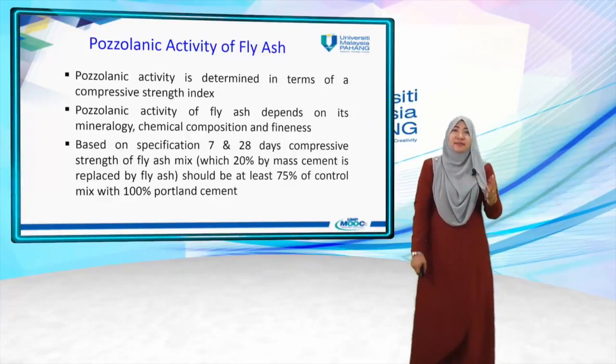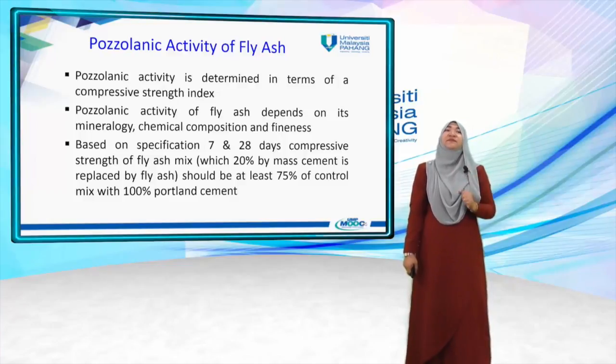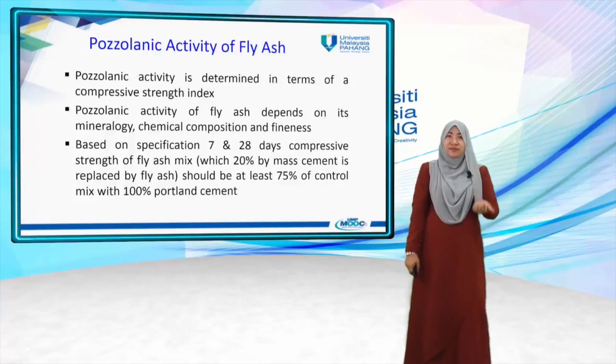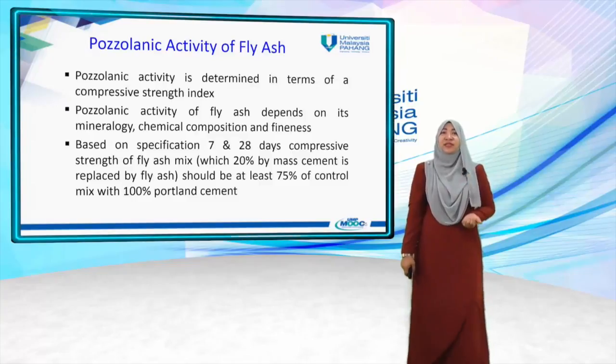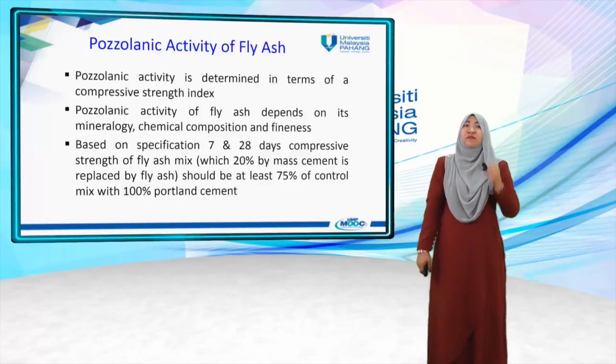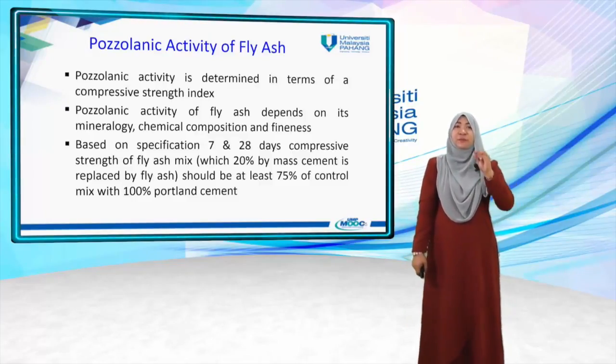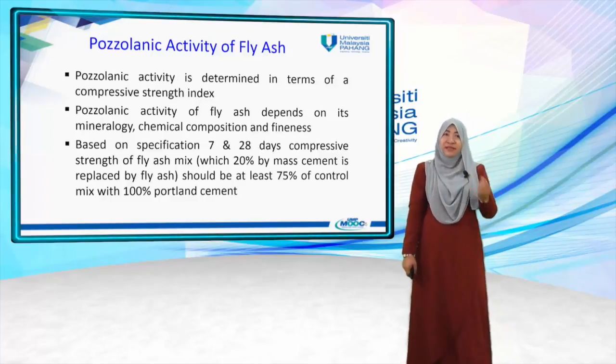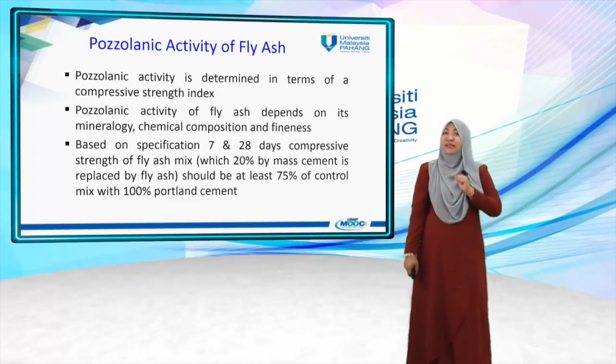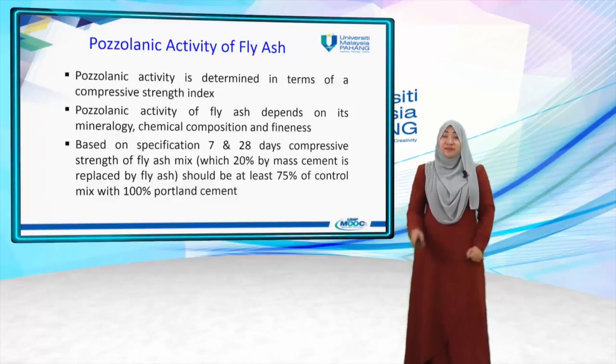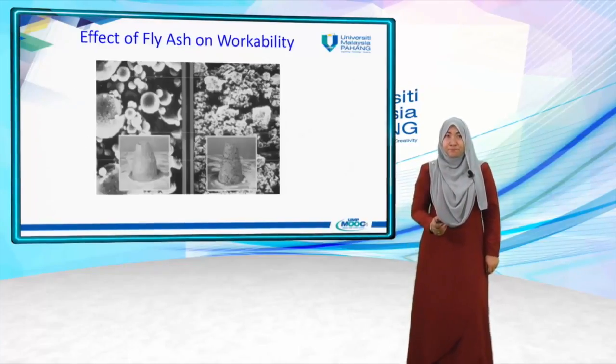Pozzolanic activity is determined in terms of a composite strength index. So the pozzolanic activity of fly ash depends on its mineralogy, chemical composition and fineness. So based on specification, at 7 and 28 days the composite strength of the fly ash mix, which means that 20% by mass of cement is replaced by fly ash, should be at least 75% of the control mix with 100% Portland cement.